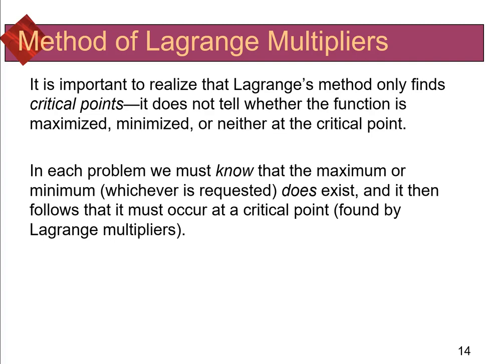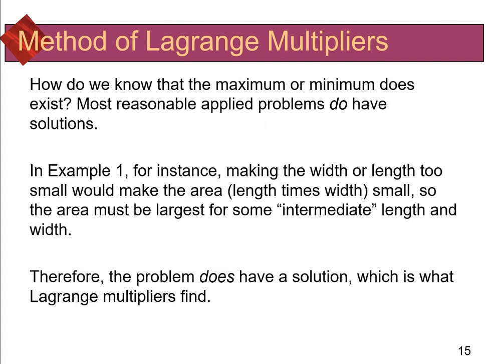In each problem, we must know that the maximum or minimum, whichever is requested, does exist, and it then follows that it must occur at a critical point. So there's a lot of what-ifs here. So how do we know that the maximum or minimum does exist? And they say, well, the most reasonable applied problems do have solutions. Using the word most does not make it seem all that reassuring.